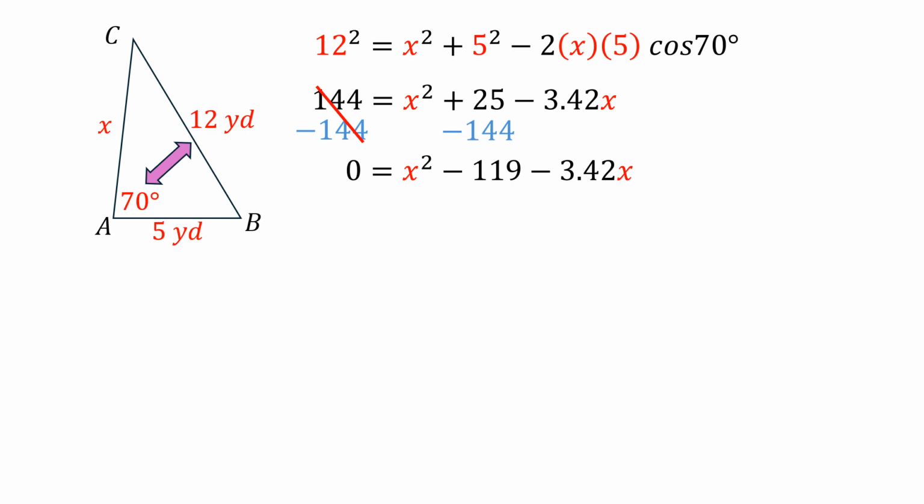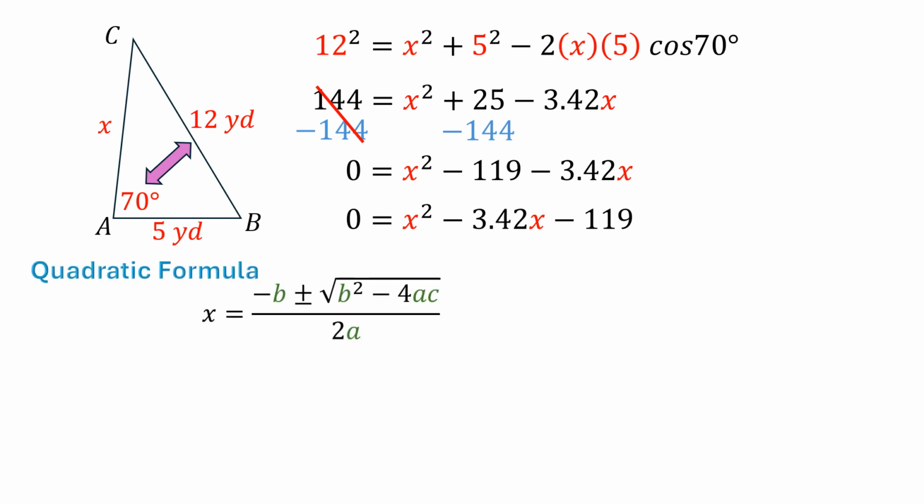Next thing to do is to rearrange it such that the x terms are arranged according to their exponent. So we have x squared minus 3.42x minus 119. The reason is to solve this using the quadratic formula. Using the quadratic formula, we are able to identify the value of x even if there are two x's in the equation, because it is forming a quadratic equation.